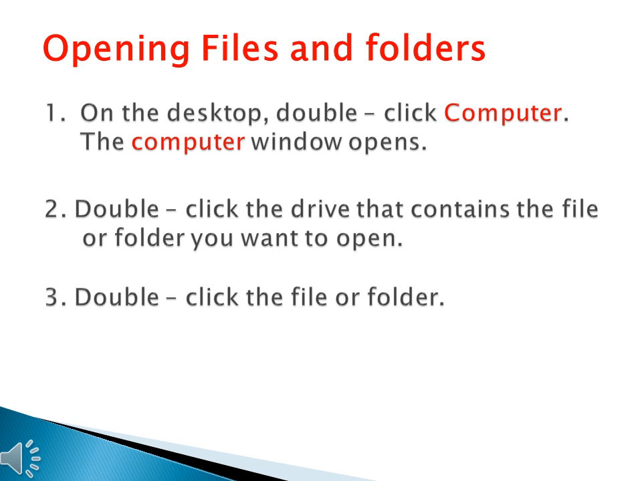Now if you want to open a file or a folder, then we have to follow certain steps. The first one, on the desktop, just double click on the computer icon. The computer window opens. Once the computer window opens, double click on the drive that contains the file or folder which you want to open. Once a particular folder is opened, then directly you can double click on a file or a folder. Your file or folder will be opened.